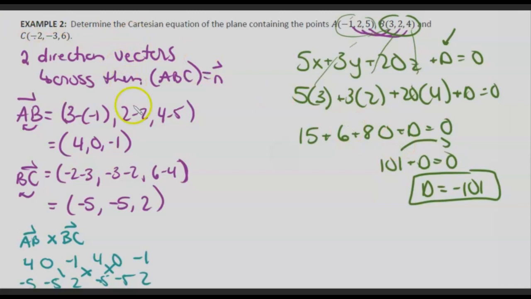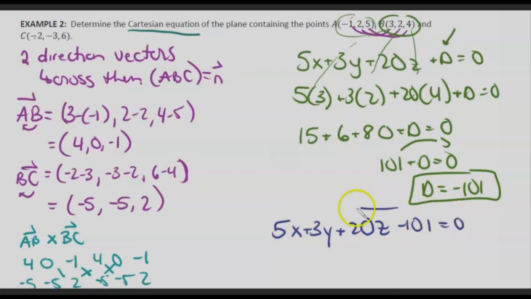So again, the question is determine the Cartesian equation. We can't just determine all of the different values in it, we want to actually rewrite the Cartesian equation. So we're going to get 5x plus 3y plus 20z, now minus 101 equals 0. And that's going to be our Cartesian equation.